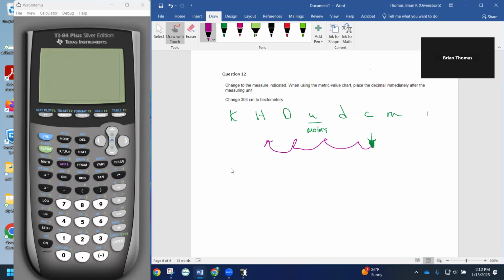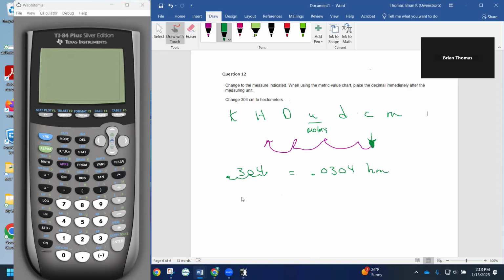So what this tells me to do is when I write down the 304 centimeters, the direction tells me how to move the decimal. So the decimal's on the end, and I have to move it 4 to the left. So 1, 2, 3, 4. That means I also have to use a placeholder. So 0 is the placeholder. So that's going to be 0.0304 hectometers.